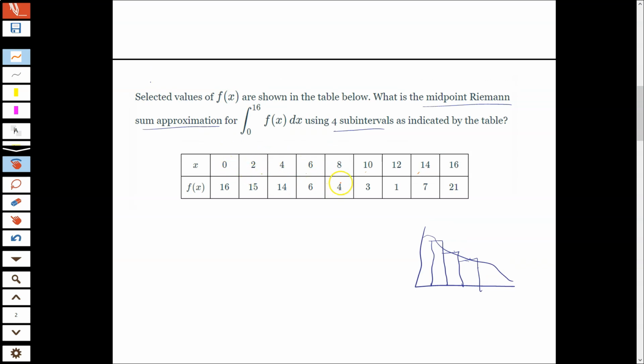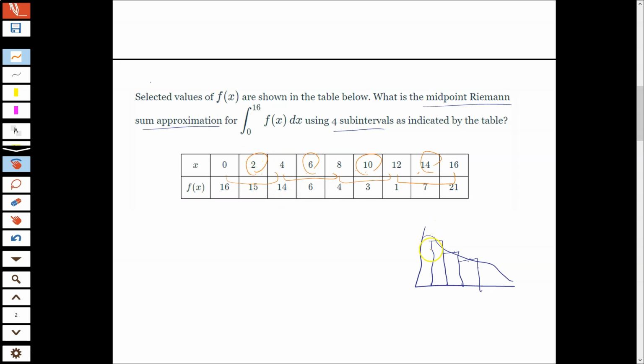So notice 4 subintervals, and there are 9 x's, right? 1, 2, 3, 4, 5, 6, 7, 8, 9. So I'm just going to essentially pick every other one, because if I do that, I'm going to get 4 points to use. So 2, 6, 10, and 14. Those are going to be the midpoints of my 4 subintervals. And notice my subintervals here are going to be from 12 to 16, 8 to 12, 4 to 8, and 0 to 4.